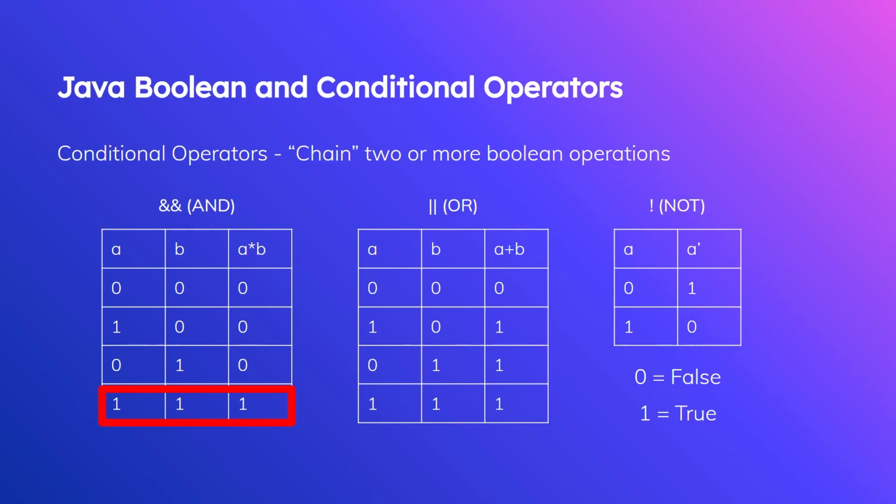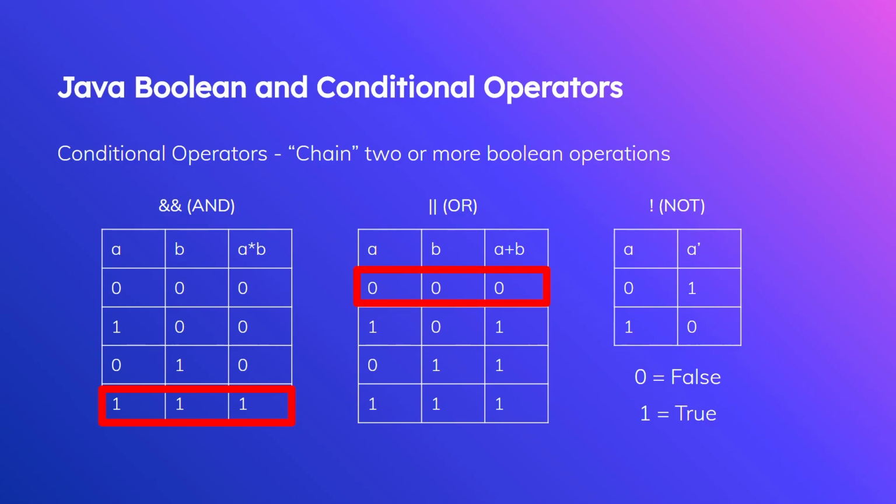The next Boolean operator is the two vertical lines. I'm not sure what they call that, but that's basically your OR operator. In this case, again, you have two Booleans, Boolean A and Boolean B. As long as either one of the Booleans is true, then the end result is going to be true as well. The only time that the OR operator will not return true is if both the A Boolean and the B Boolean are false.